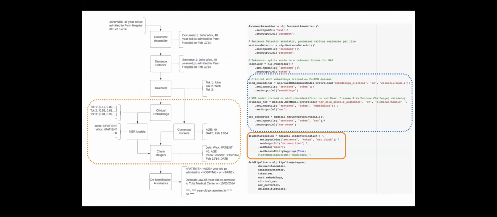So how does this work technically? How do we build such a pipeline? On the left hand side, you see the diagram. On the right hand side, you see the actual code that we write to run this pipeline. Of course, I simplified the code version.